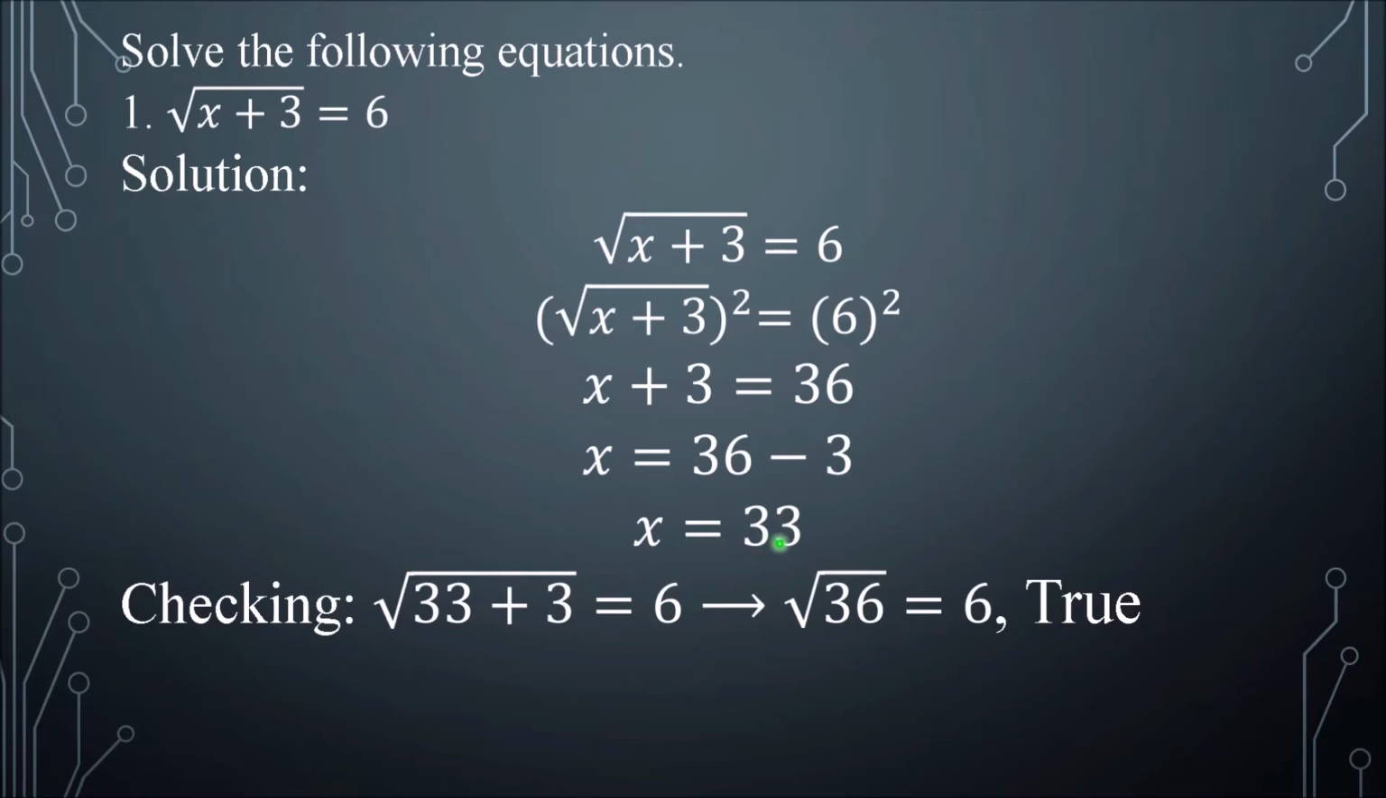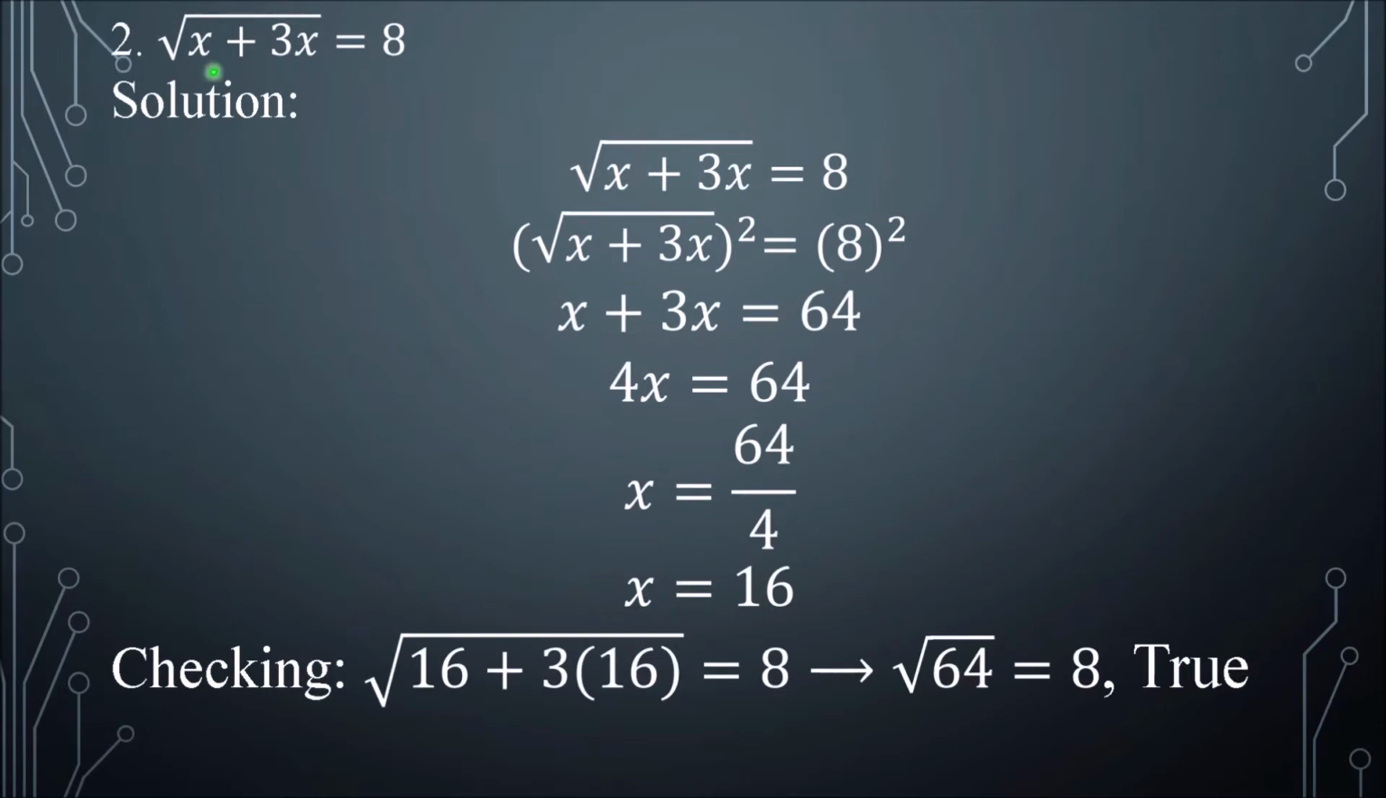Now, for checking if 33 is correct, we need to substitute 33 to x. So we have square root of 33 plus 3 is equal to 6. Now, 33 plus 3 is 36. Square root of 36 is 6, which is true. Therefore, 33 is correct.